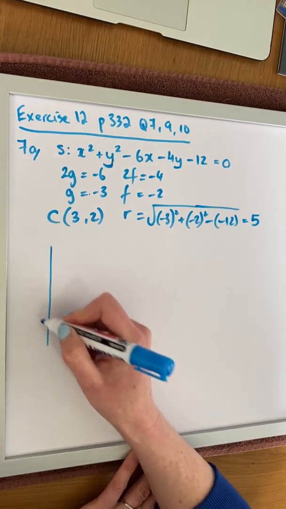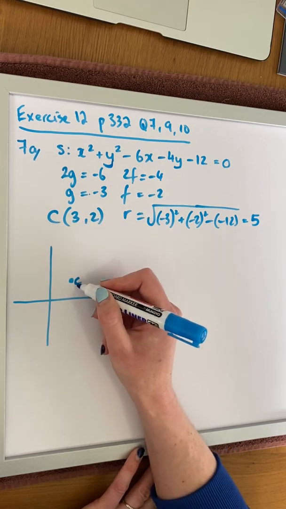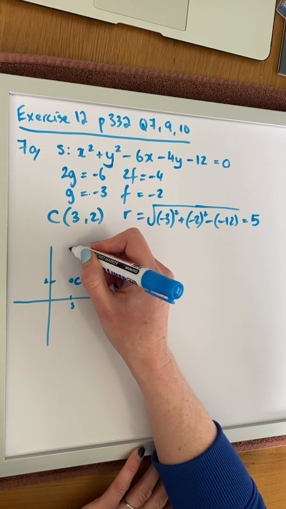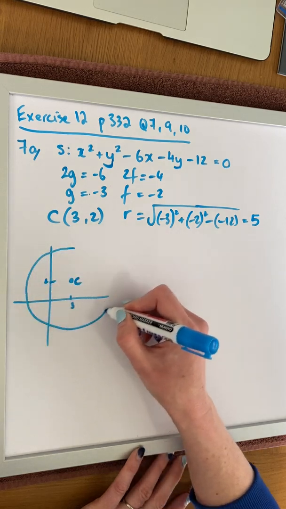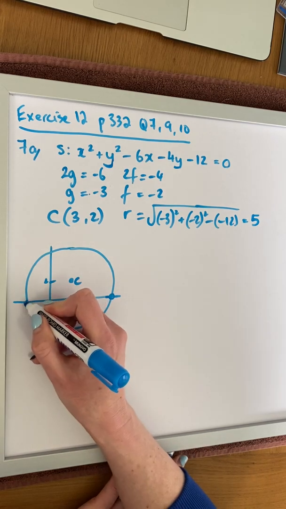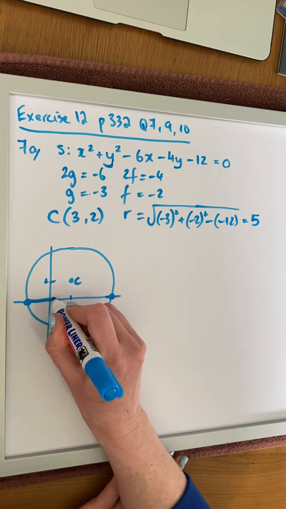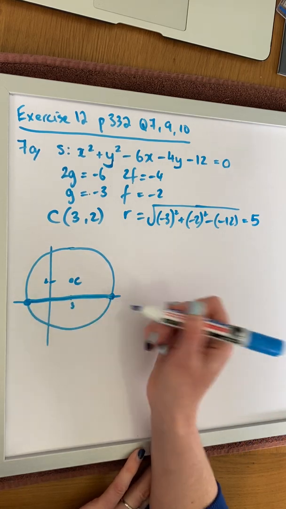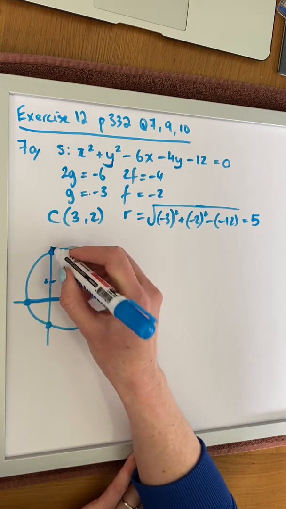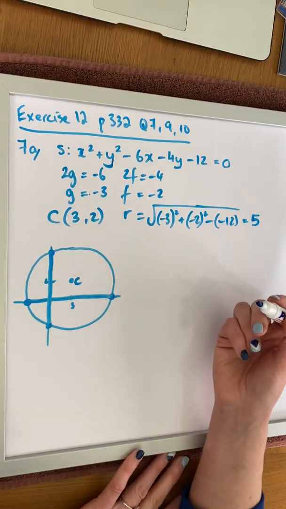As a quick sketch, we're looking at the center of our circle, which is C at the point (3, 2), and a quick sketch of our circle. It looks something like that, and we are looking for the coordinates of these points here where it cuts the x-axis, and the length of this chord here, the length of the line. We are also looking for these two coordinates here where the circle cuts the y-axis, and the length of this line. So these are the two chords that we're looking for.